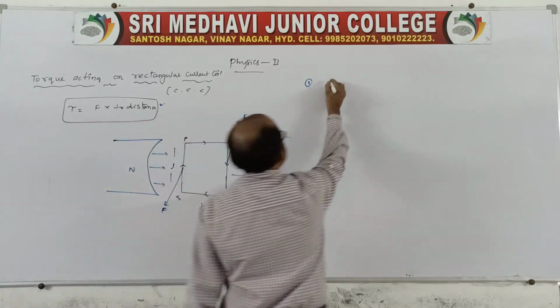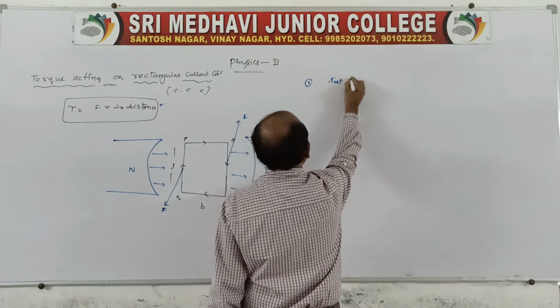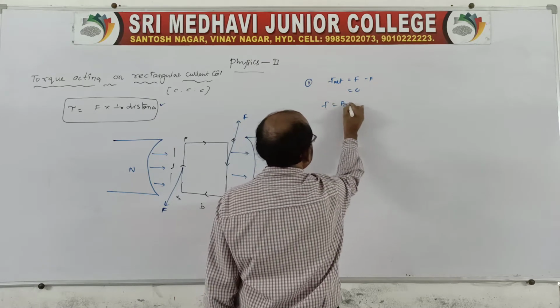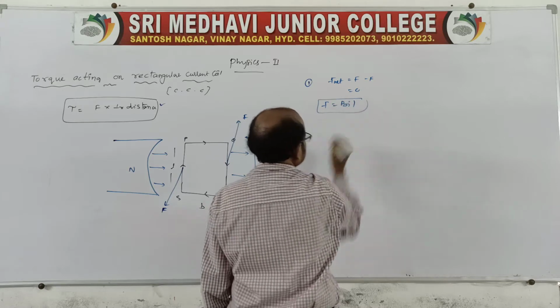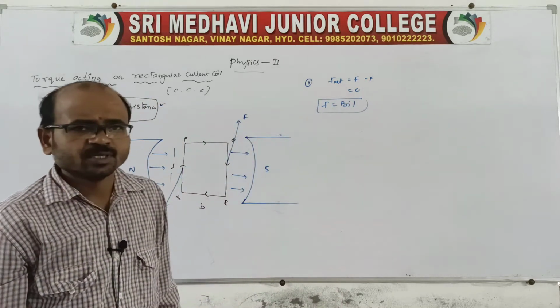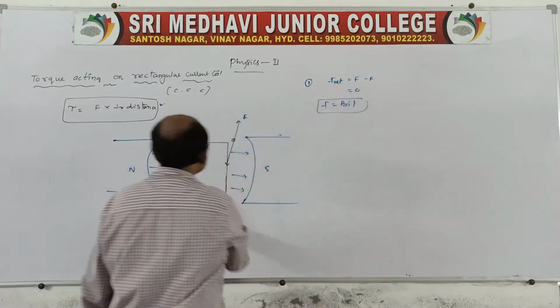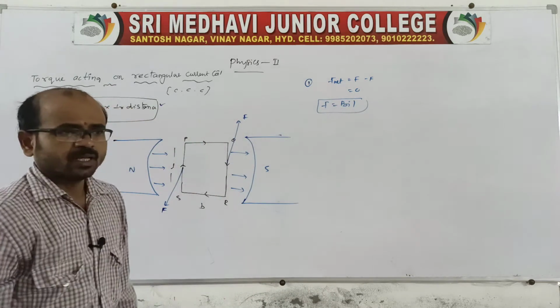Then we can say the net force, in opposite directions, F minus F is equal to 0, because we know force is nothing but BIL. L is the length, and breadth also we can take. So the net force acting on the rectangular coil is 0. It is the first point.